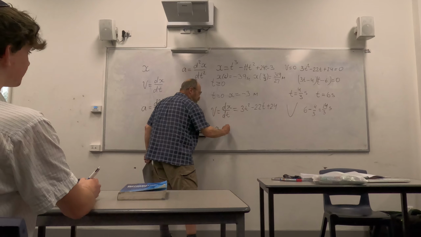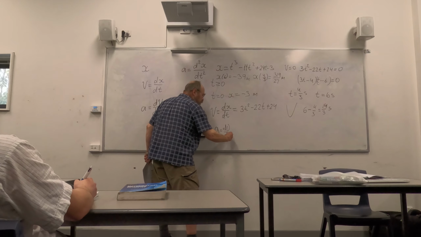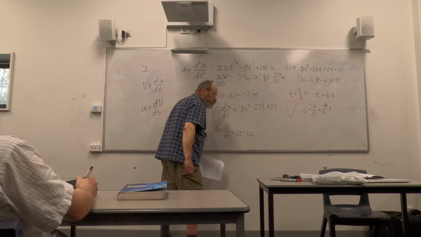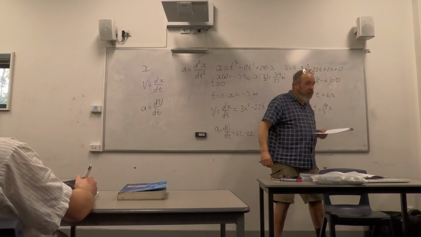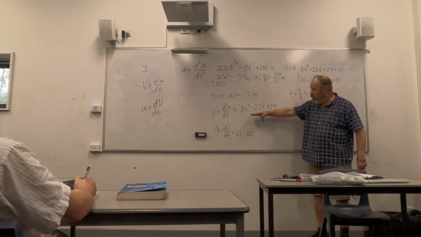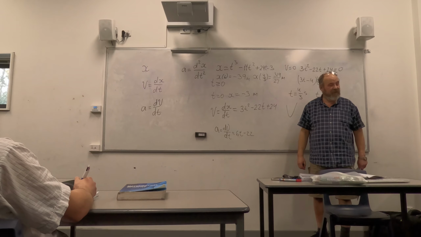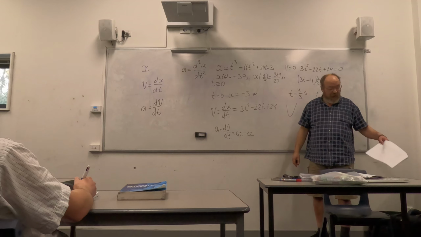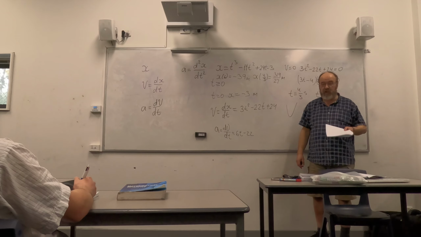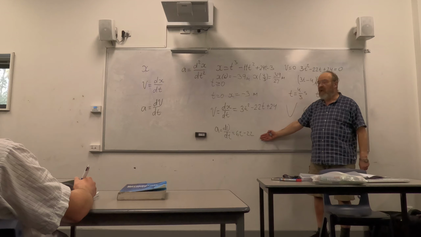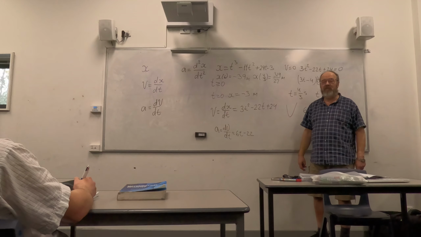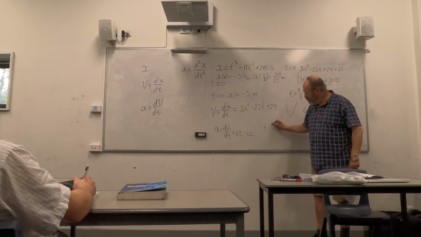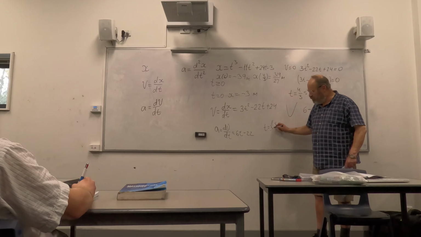Acceleration equals the derivative of velocity, which equals 6t minus 22. Yes, acceleration is the derivative of velocity. And the last question: at what time is acceleration 0? 22 over 6, which is 11 over 3. That's just over 3.6.